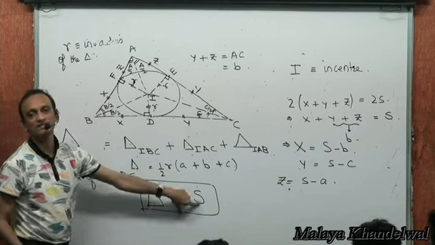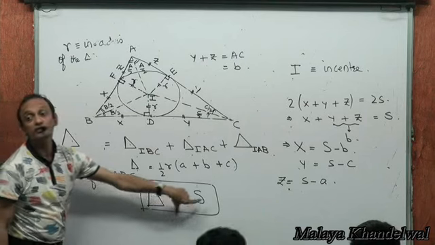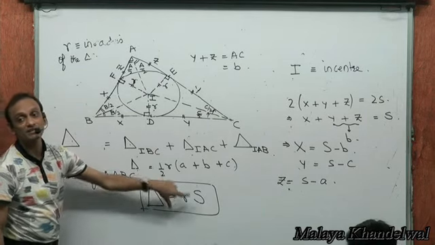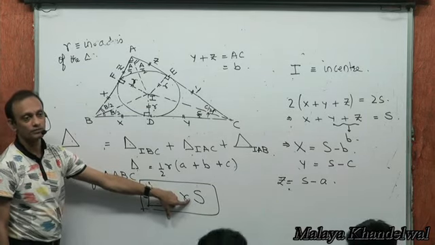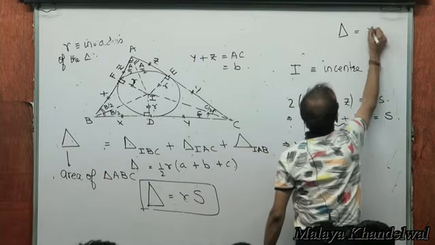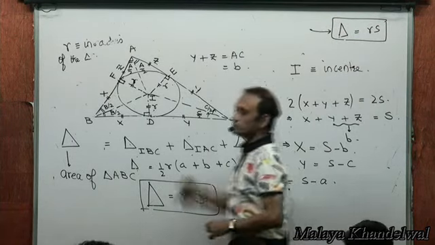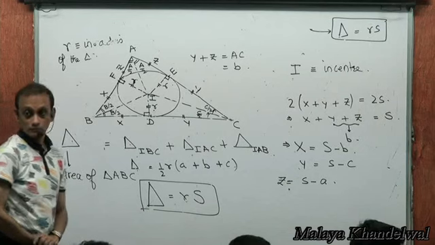Delta is r into s. Area of a triangle is radius of the in-circle into the semi-perimeter. That's one thing you've got to remember. Delta is R into S, right?